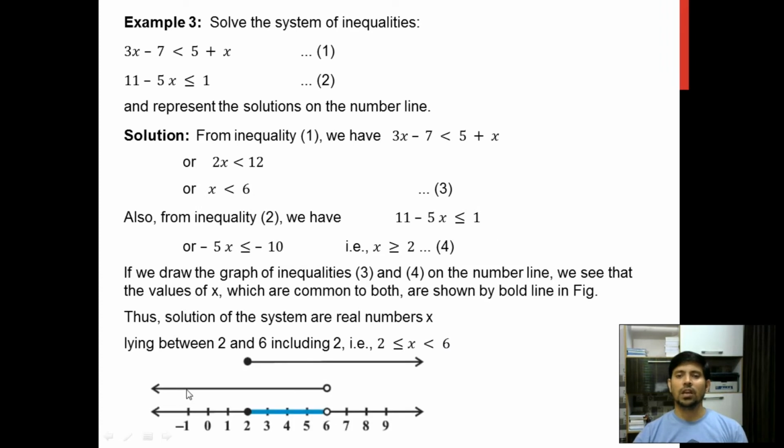Then in the number line, first of all we will draw this number line. This is minus 1, 0 and so on up to 9, and we know the range of x. The 2 is included, so we made a dark circle here, and we have darkened this portion from 2 to 6. At 6 it is not included, so we made only a simple circle, which is not darkened. So this region shows the solution of the given inequality.